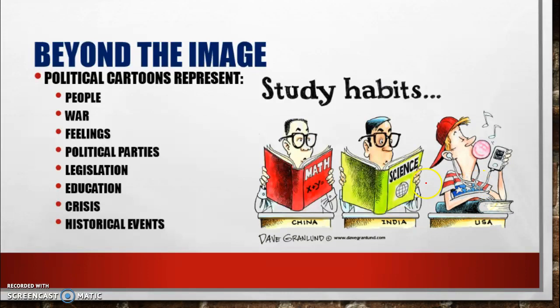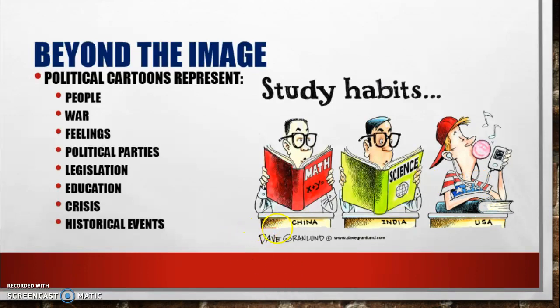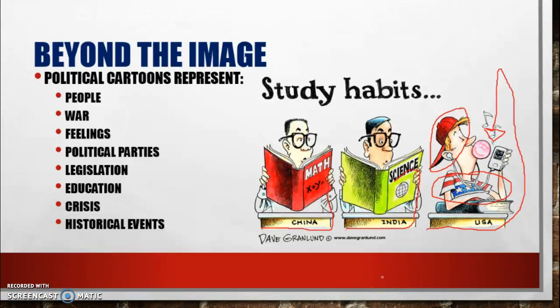And then they might start to think, well, maybe the author is saying that the student from China makes China a leader in math. The student from India makes India a leader in science. And the student from the United States is suffering in education because it's being influenced, or he's being influenced, by things like an MP3 player and fashion. Those are the types of educated observations that we want our students to make when they look at political cartoons.